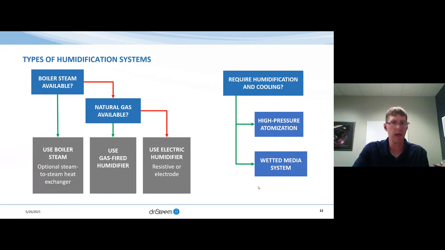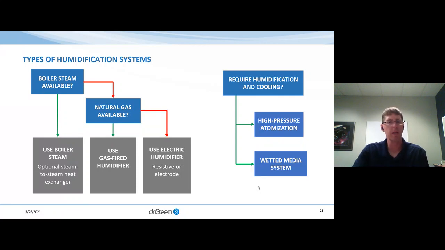Depending upon the size of the system, if it's really small, now I've got gas piping and flue venting, a number of different things I need to connect to. That may be using an electric humidifier that doesn't have as much complexity. I just need to have power available. That may be a better solution with lower installation cost but a little higher operating cost, and it allows a lot more flexibility in where I would place it within the space.